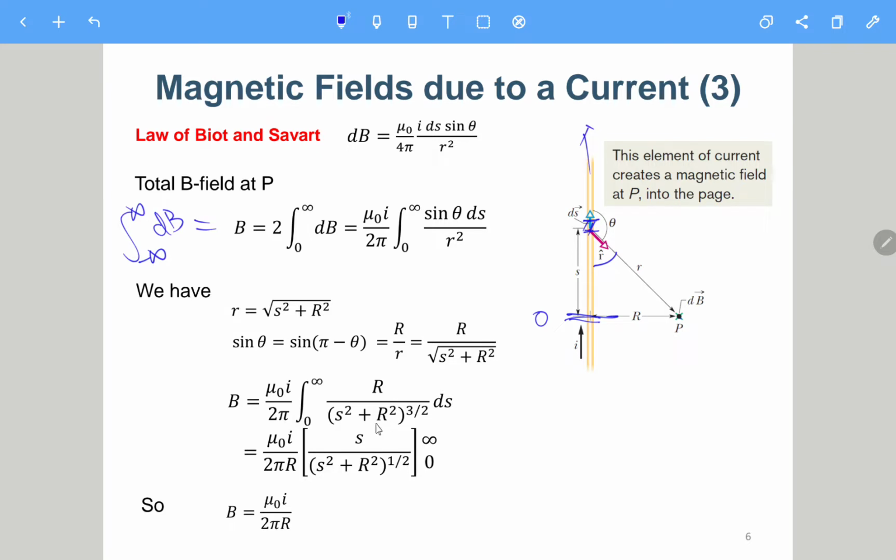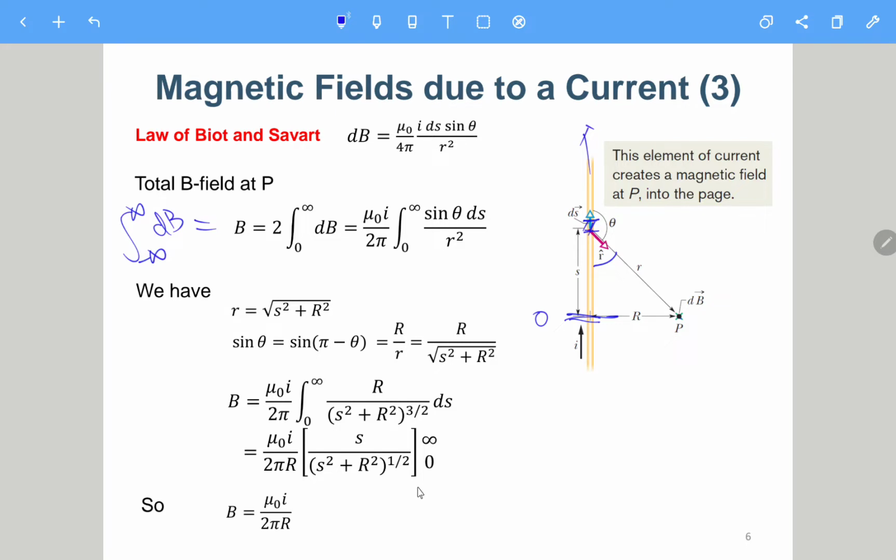R squared in the denominator, so that we have this term squared, so it becomes x squared plus r squared, and then multiply by this one. So altogether we have a 3 over 2 power, and then also we have this term in the denominator. So this is the term we can calculate, because r is a constant. We only have this s in this ds integration. So we can do the integration now.